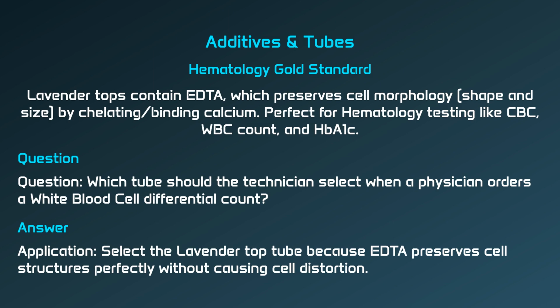Question: which tube should the technician select when a physician orders a white blood cell differential count? Answer. Application. Select the lavender top tube because EDTA preserves cell structures perfectly without causing cell distortion.